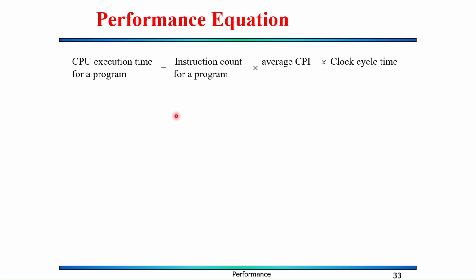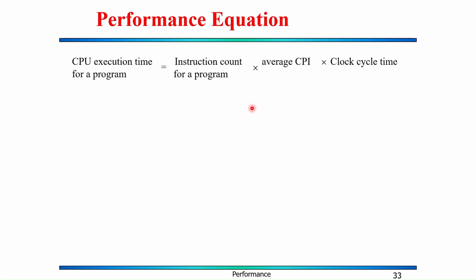Instruction count is the total number of machine instructions executed by the program. This depends on the program itself, the compiler, and the instruction set architecture. Average CPI is the average number of clock cycles per instruction. This depends on the processor hardware and the mix of instruction types in the program. Different instructions take different numbers of cycles, which we discussed in the earlier slides. And the next is the clock cycle time. This depends on the processor's hardware design and manufacturing technology. So multiplying these three gives us total execution time.